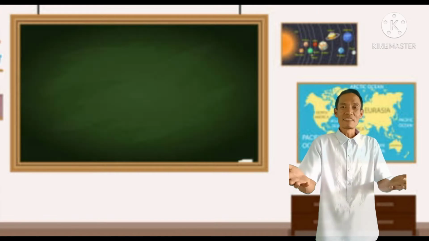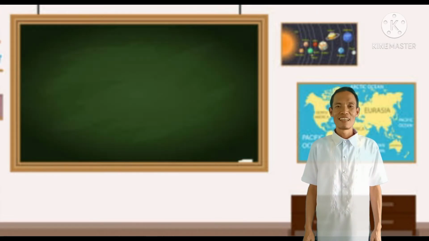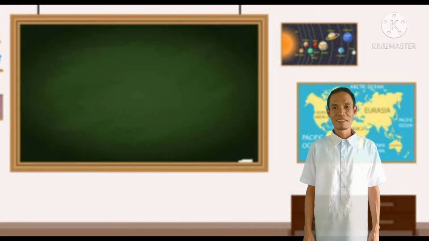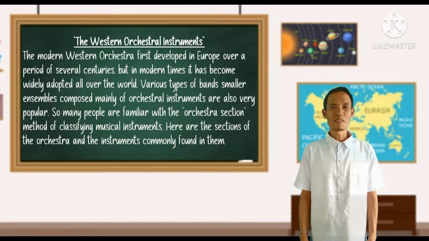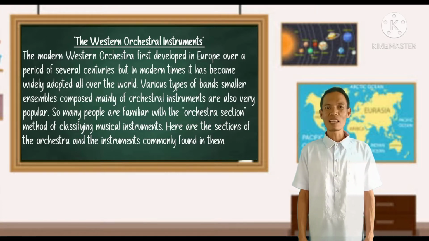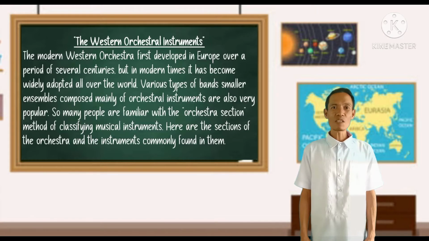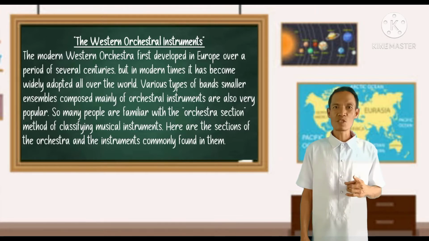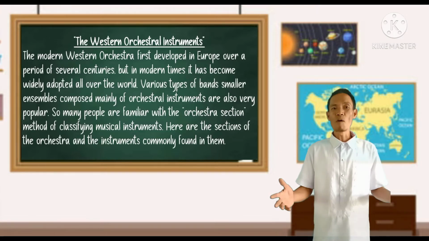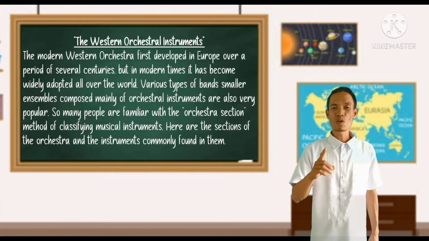Okay, children, do you like playing musical instruments? What instruments do you want to play? Our lesson for today is about Western orchestra instruments. The modern Western orchestra first developed in Europe over a period of several centuries. But in modern times, it has become widely adopted all over the world. Various types of bands and smaller ensembles composed mainly of orchestral instruments are also very popular. So many people are familiar with the orchestra section.